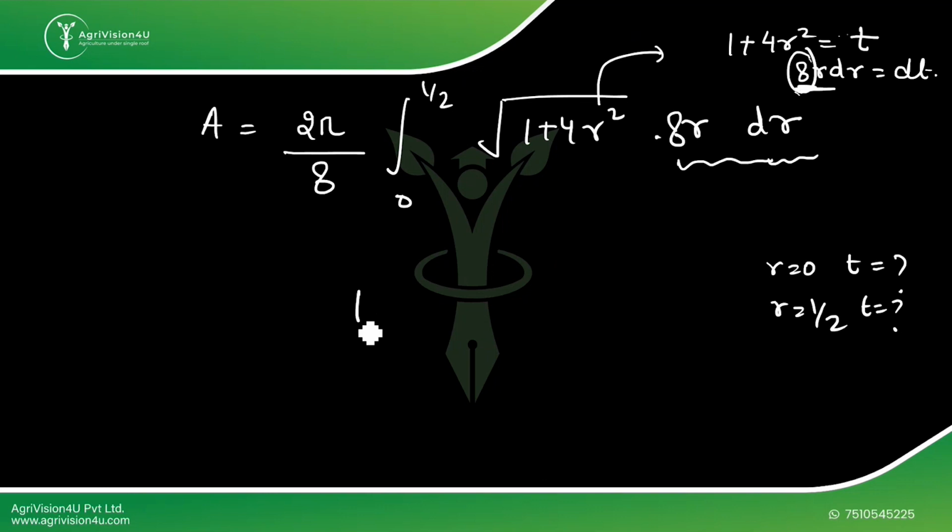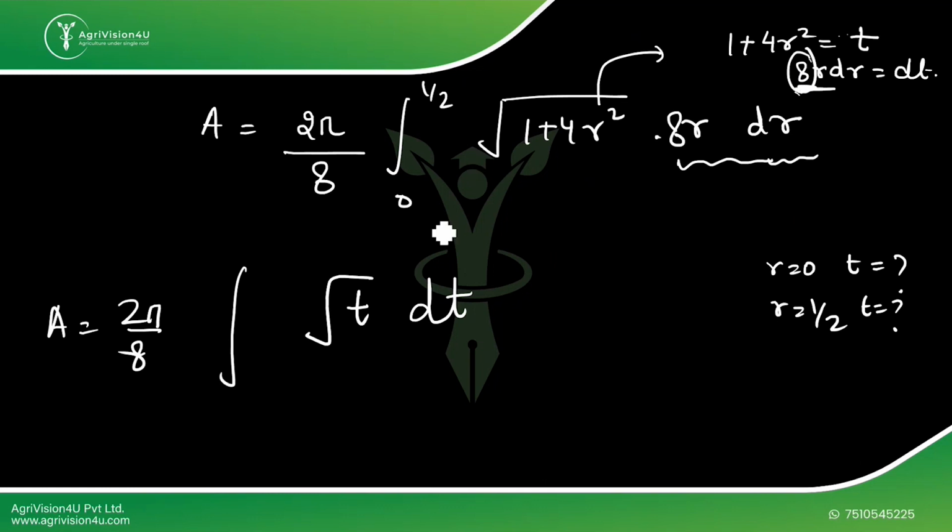Okay, first of all, what am I writing? Under root 1 plus 4r square. 1 plus 4r square is t, so it will be under root t, 8r dr will be dt, and this 2 pi by 8 will be constant. Now the task is to change these limits from r to t. If r is 0, then if you put r as 0 here, you will get t as 1, right? If you put r value as 1 by 2, then 1 by 2 square will be 1 by 4. So 1 by 4 multiplied by 4 will be 1. So 1 plus 1 will be 2.